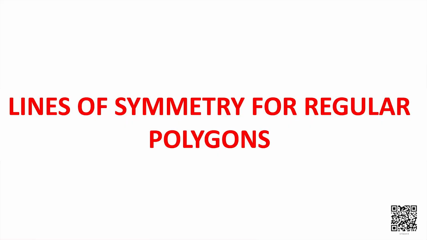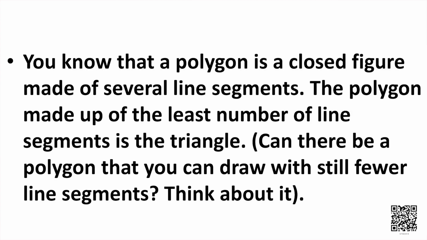Then in the arrow. So students, with this, let us start our first topic of this chapter, that is lines of symmetry for regular polygons. Now you know that a polygon is a closed figure made of several line segments, and the polygon made up of the least number of line segments is the triangle. So students, can there be a polygon that you can draw with still fewer line segments? Think about it. I am very much sure that there isn't. So students, if I tell you the answer, a polygon with less than 3 lines is not possible.